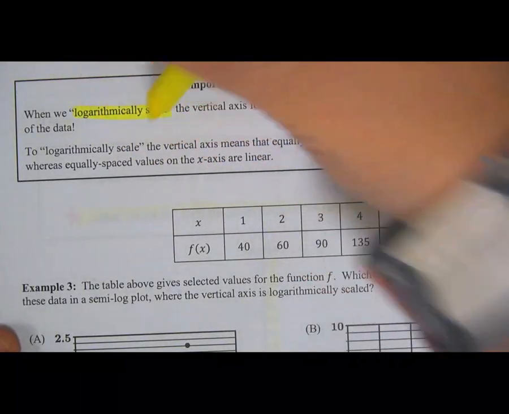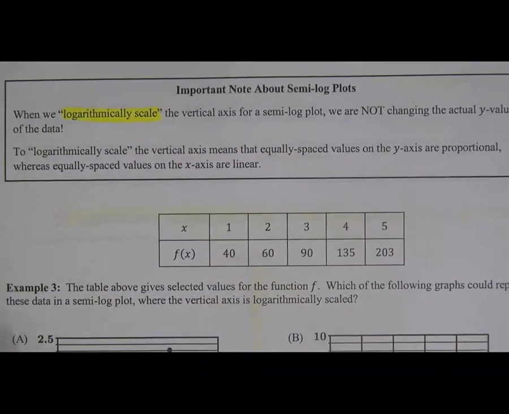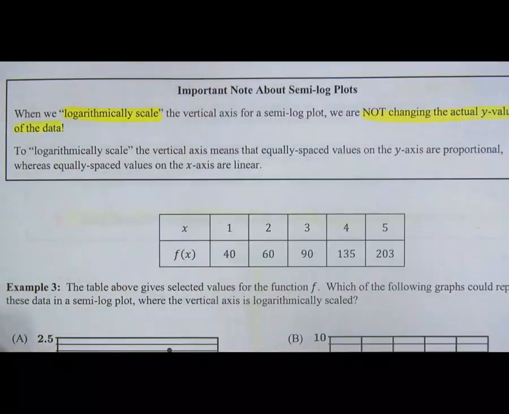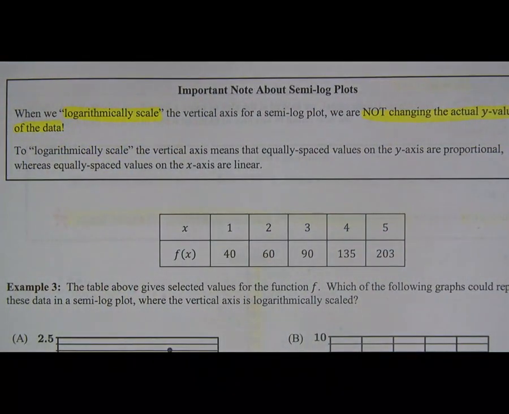When you logarithmically scale a vertical axis, you're not actually changing the value of the data. You're not changing the y values of the data. Those ordered pairs from the original data remain the same ordered pairs. It's just going to look different in the graph because of the way that it's scaled. I think that is kind of an obvious thing.